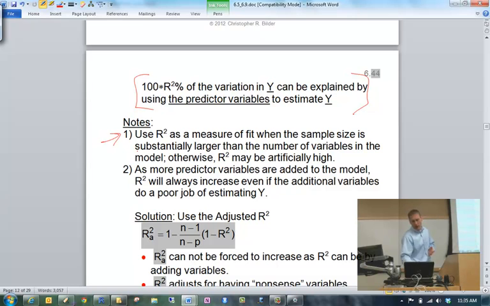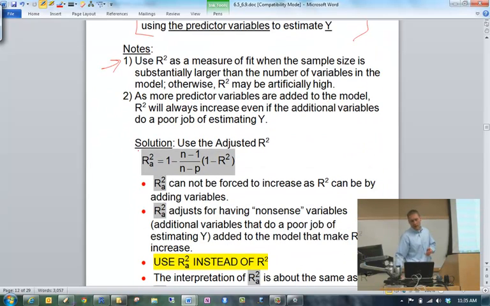A note that we saw back in Chapter 2 that I just want to remind you about: use R squared as a measure of fit when the sample size is substantially larger than the number of variables in the model. Otherwise, R squared could be artificially high. We saw that dramatic example where we had one predictive variable and only 2 observations. You always get an R squared of 1, no matter what. That's not good.